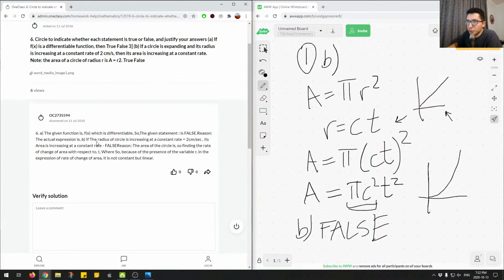So let's go through what the junior tutor said. The given function is f of x, which is differentiable. For a, we already said that didn't really make much sense. For b, if the radius of the circle is increasing at a constant rate, its area is increasing at a constant rate. False. Reason: the area of a circle.